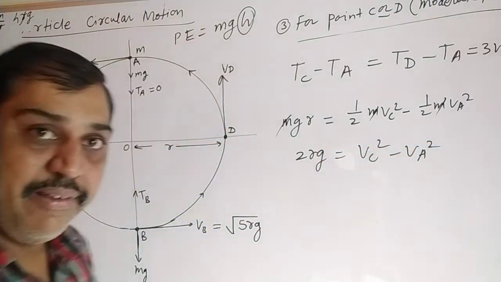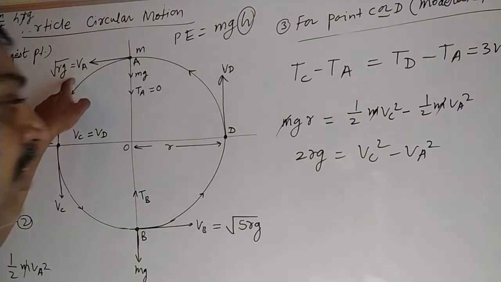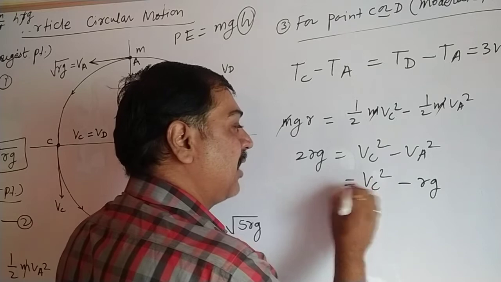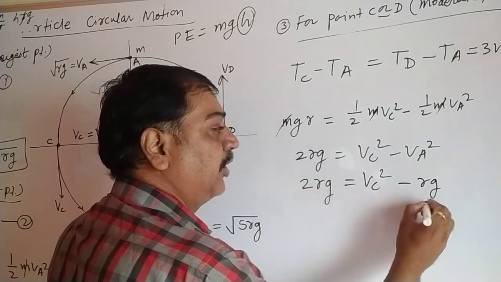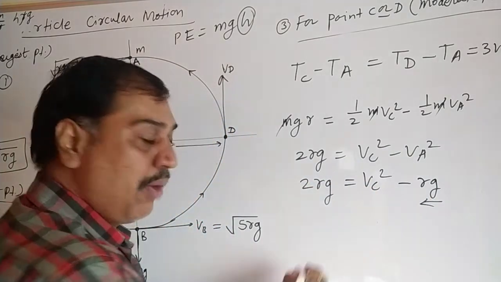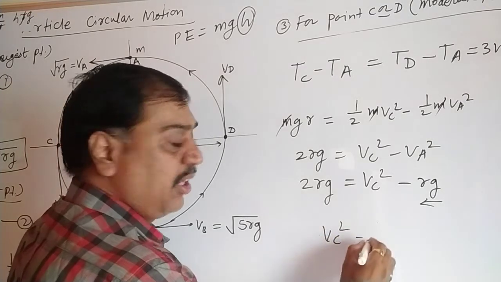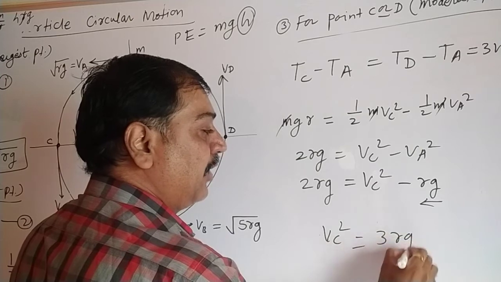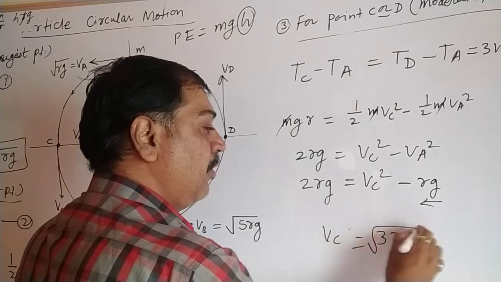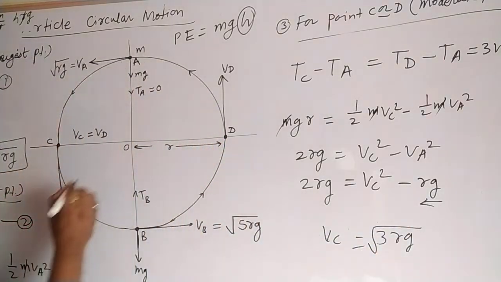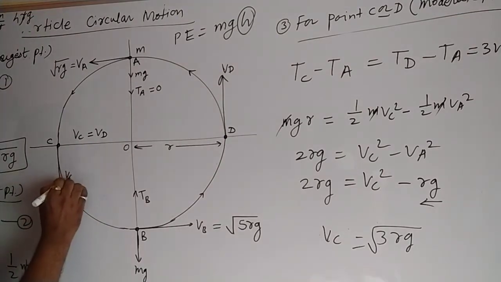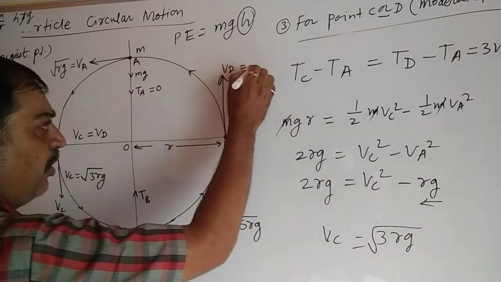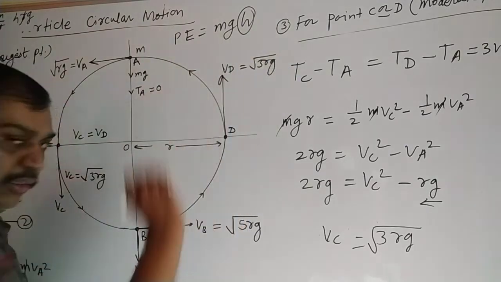What is Va? Va is square root of Rg. So it is minus Rg. Vc square minus Rg equals twice Rg. Move this Rg to that side. What do we get? Vc square equals twice Rg plus Rg, thrice Rg, or Vc equals square root of thrice Rg. So we can write Vc equals root of thrice Rg and the same for Vd, equal to root of thrice Rg.